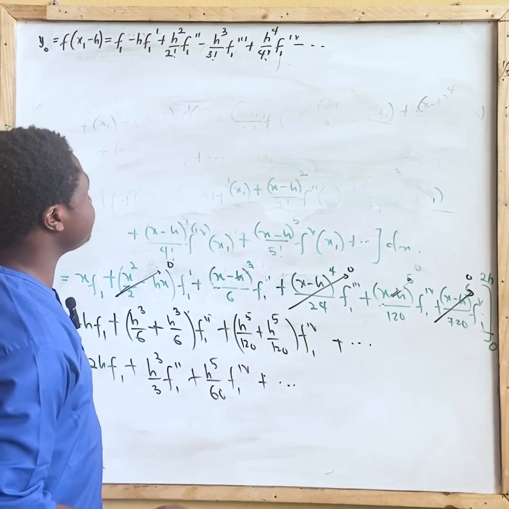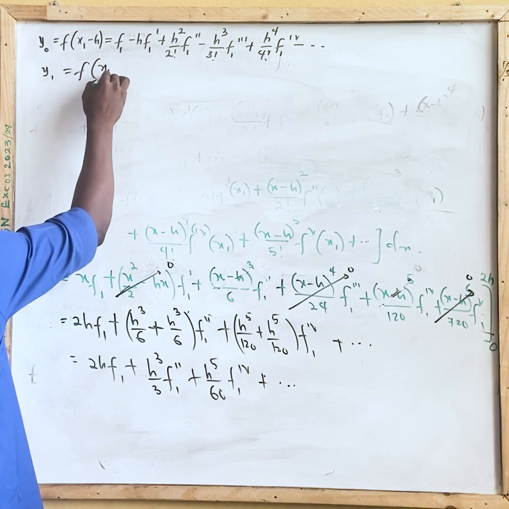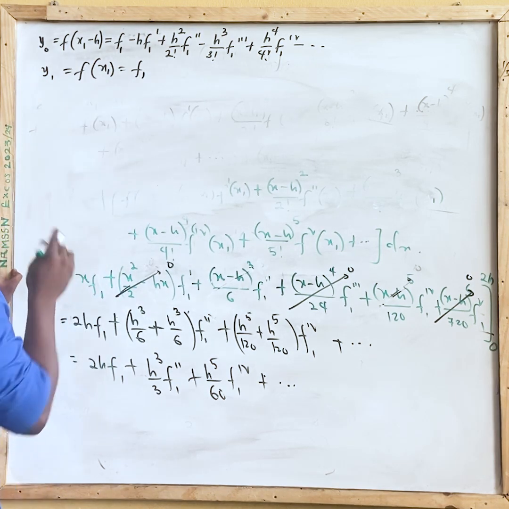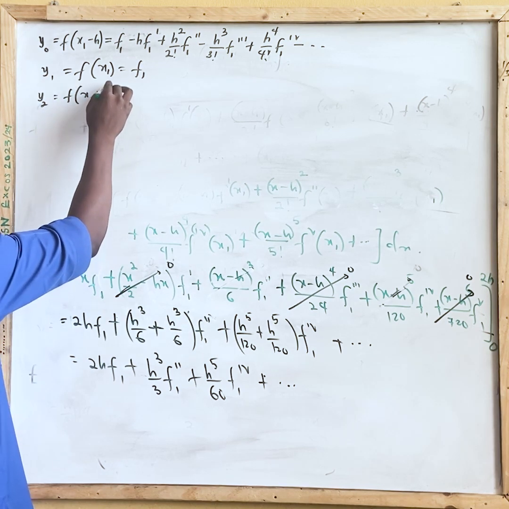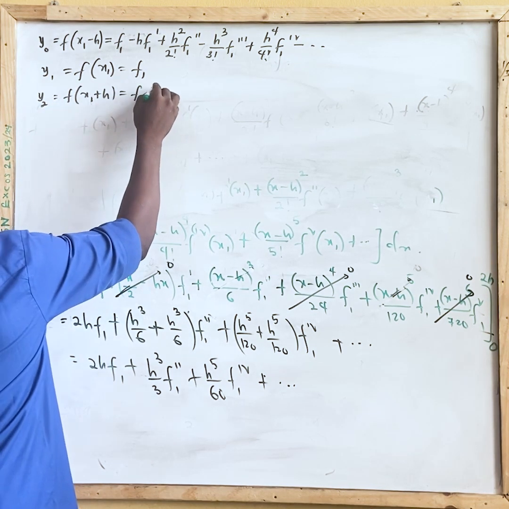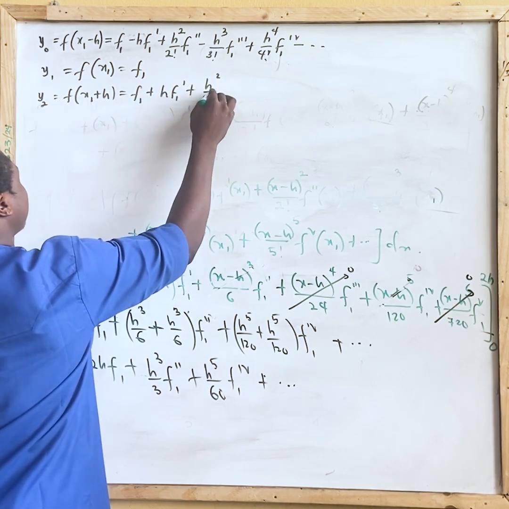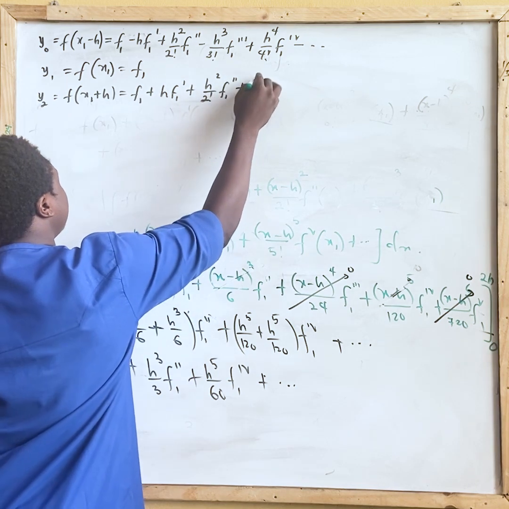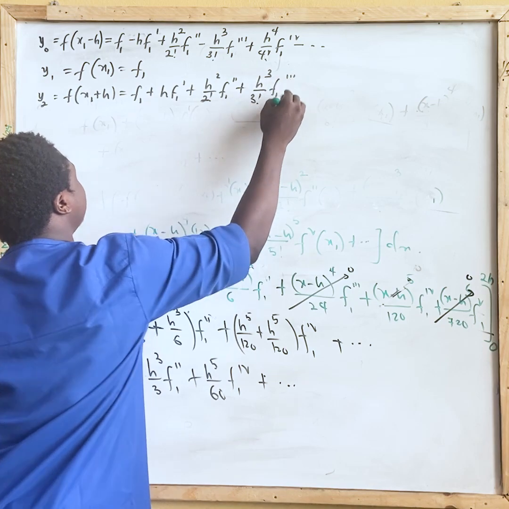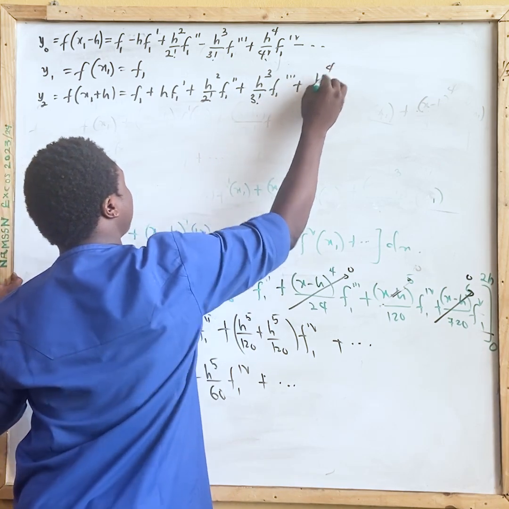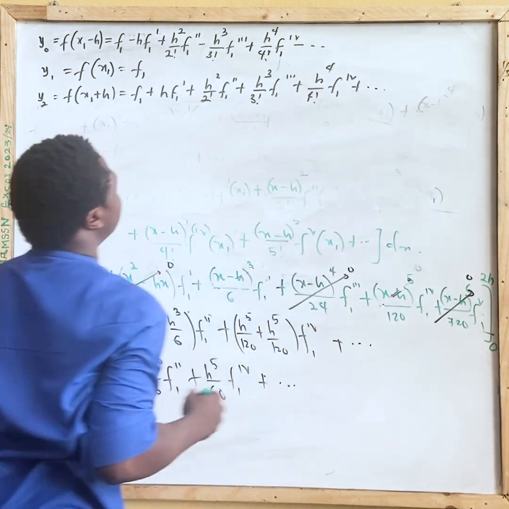We are only stopping at this point so that we have almost everything we need. Our y1, this one is simple. This is same thing as f of x1. So we are not going there. So this is our f1. Fine. And then our y2 is f of x1 plus h, and that will be f1 plus h f1 prime plus h square over 2 factorial f1 prime prime plus h cube over 3 factorial f1 prime prime prime plus h4 over 4 factorial f1 IV, and so on and so on.